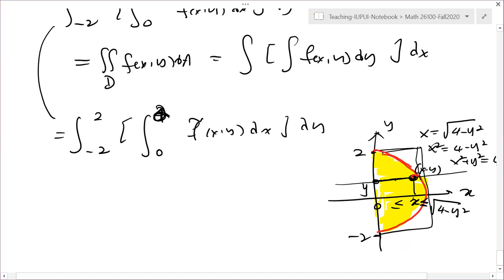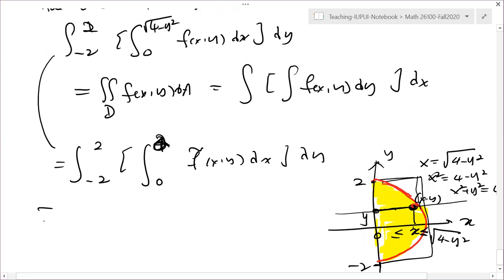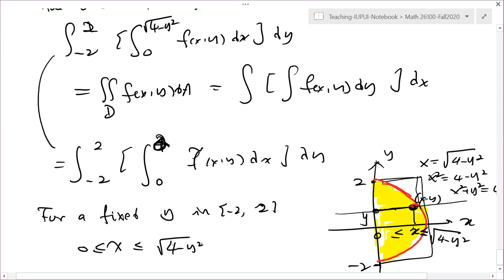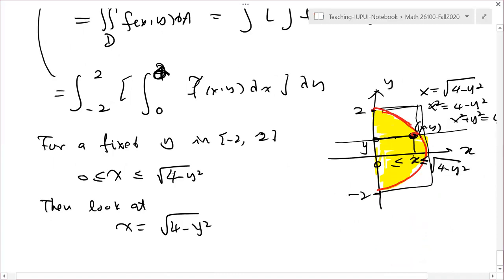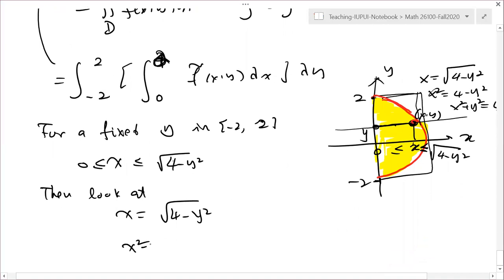How did I get there? I just want to see where x is for a fixed y in the interval from -2 to 2. My x is between 0 and the square root of 4 minus y squared, just based on the above iterative integral. x is between this. So the largest one, then you look at the equation. This is the boundary. So then you get x squared plus y squared equals 4, but x should always be positive. This is a semicircle.